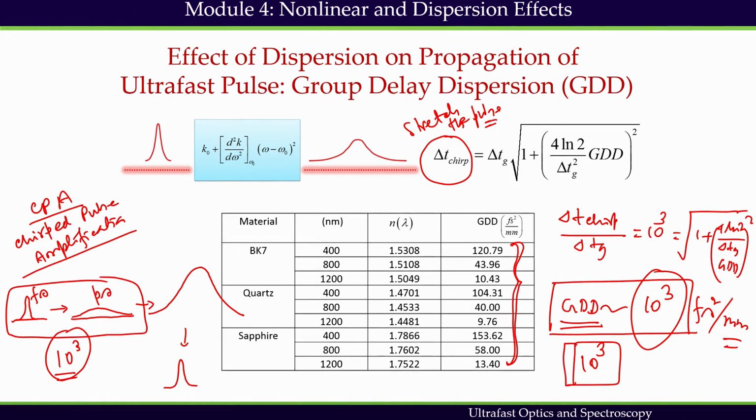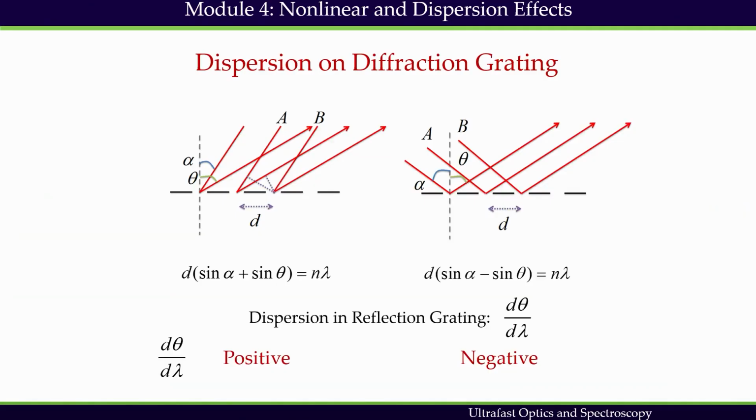We have to use a grating, because only a grating can provide this amount of GDD. So we'll look at what is going on with a grating. A diffraction grating is an optical element that possesses an arrangement of a large number of parallel, equidistant and closely spaced slits of the same width, placed side by side as shown here in this figure.